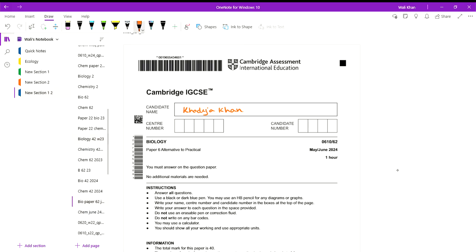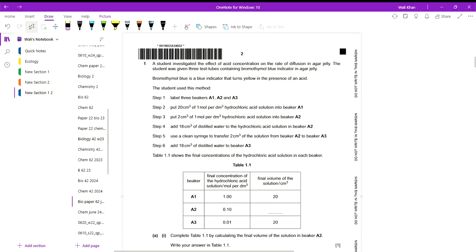Biology paper 6 alternative to practical, May-June 2024. Paper 62, alternative to practical. Okay, let's start.